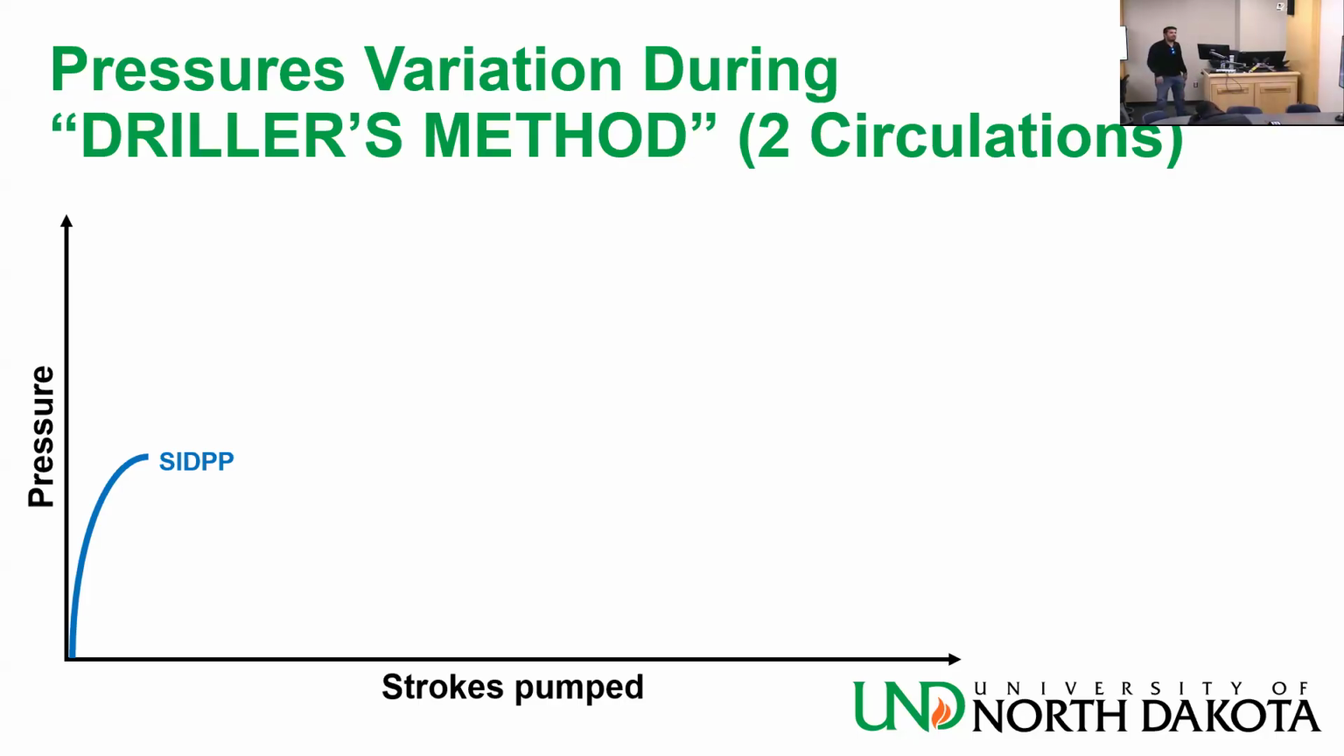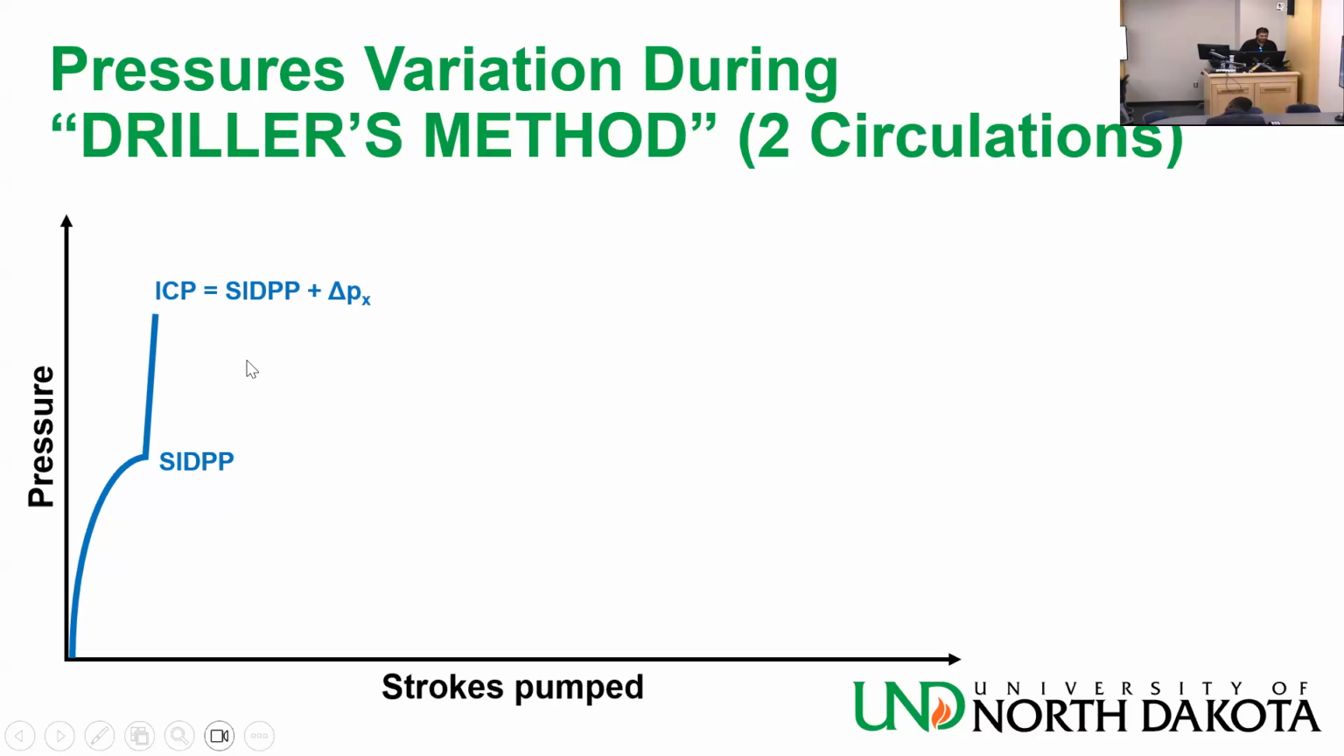SIDPP went up and stabilized, and then I start to pump. When I start to pump, what do I have? Fluid movement, so I have fluid friction. I need to add delta px to that value. Okay? I'm adding delta px. This is a delta px. The gap here is delta px.